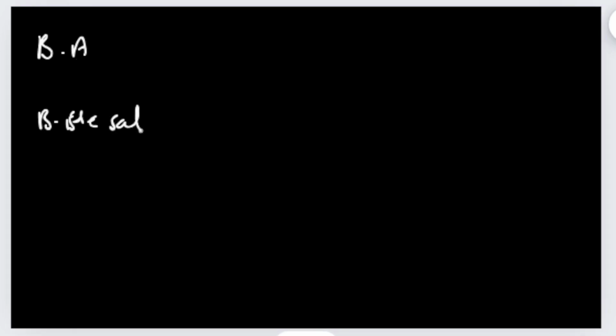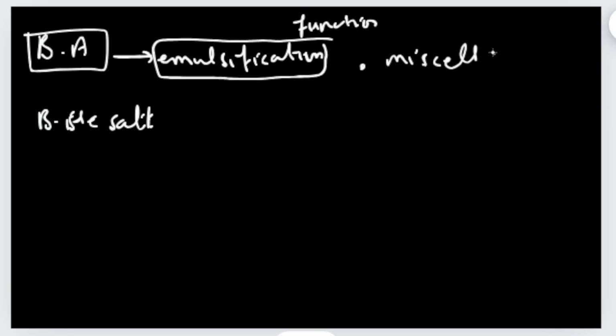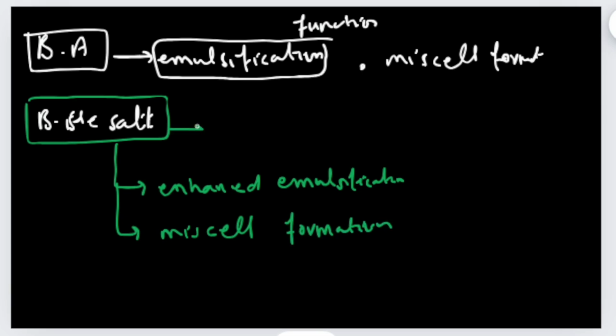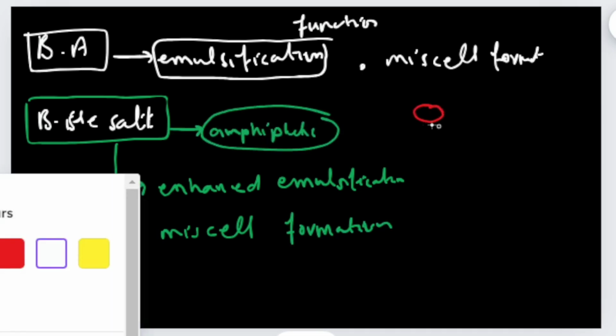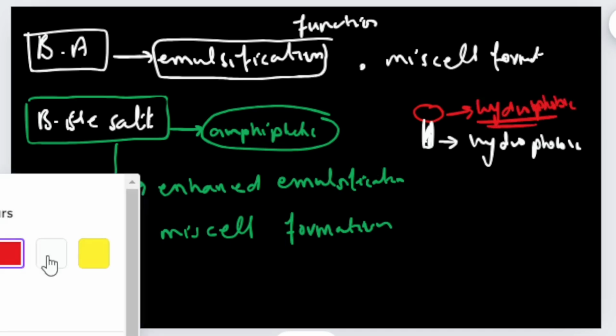Now, its function. The bile acid function is emulsification of fat and also micelle formation. Micelle formation is bile acid around the fats, forming small droplets. Bile salt enhances emulsification and micelle formation. It is amphipathic, which means one part is polar and hydrophilic, and another part is hydrophobic.